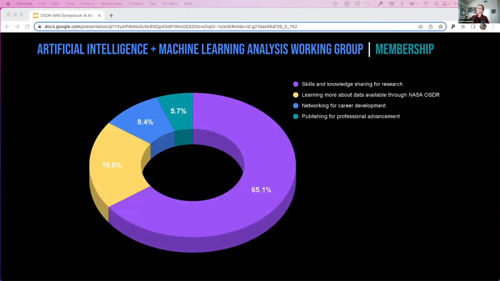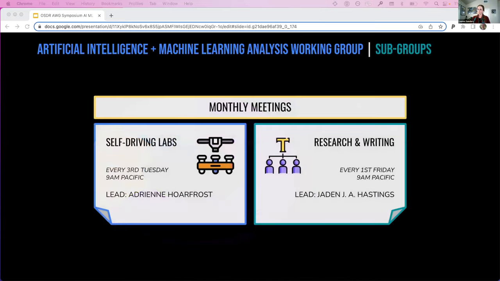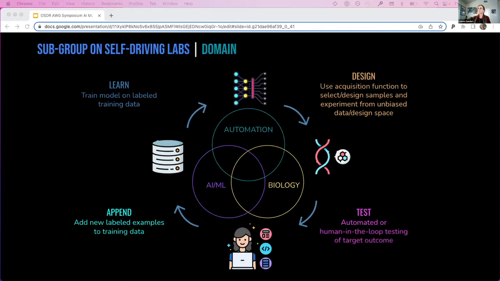The membership of our AWG has a variety of priorities and goals, including 65% interested in gaining skills and knowledge sharing for research, almost 25% wanting to learn more about the data that's available through OSDR, and then additional groups who are interested in networking for career development and publishing scientific papers. We currently have two active subgroups in our AWG. One is on self-driving lab technology, led by Dr. Adrian Horfrost, and one is on research and writing, which is led by Dr. Jaden Hastings. The subgroup on self-driving labs will have its first meeting next week, so I will just review the goals of this group at today's update.